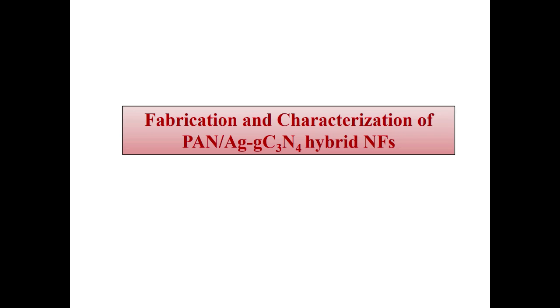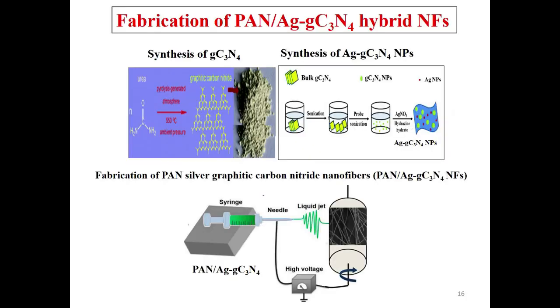Now we go with the first method, that is the fabrication and characterization of PAN AgG-C3N4 hybrid nanofiber, that is polyacrylonitrile silver graphitic carbon nitride hybrid nanofibers. Here is the method of drawing of PAN AgG-C3N4 hybrid nanocomposite.